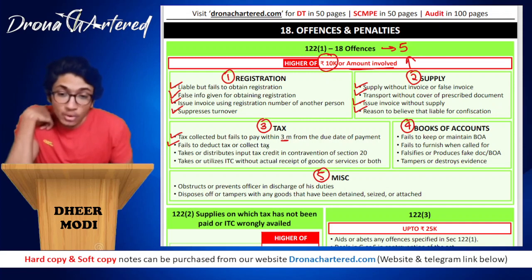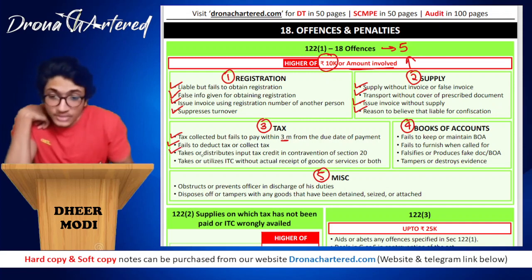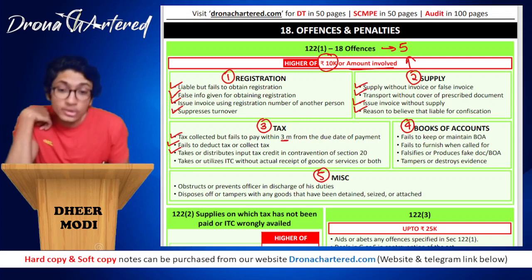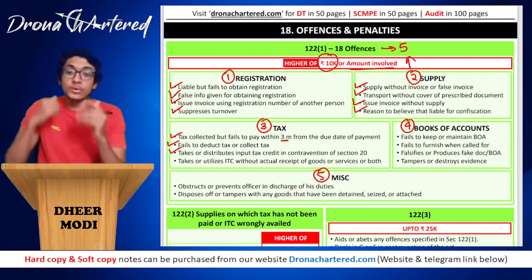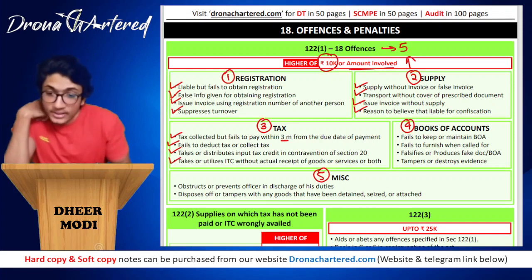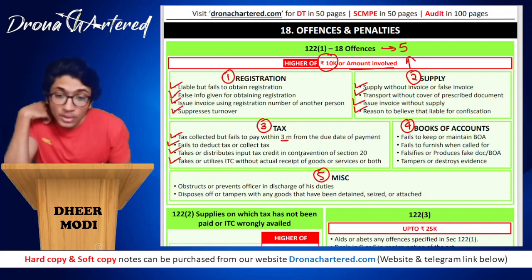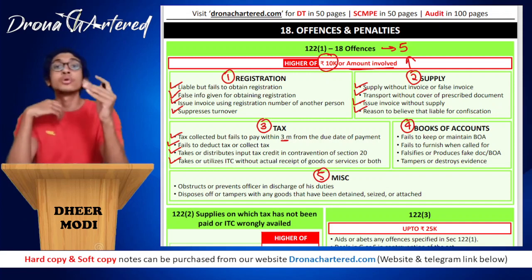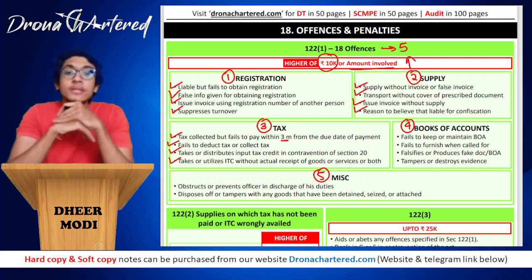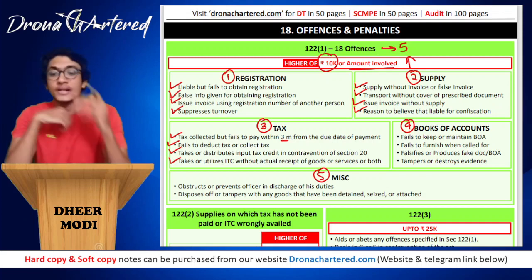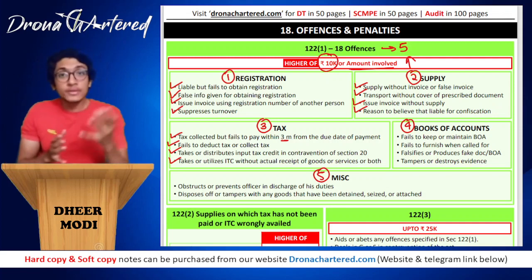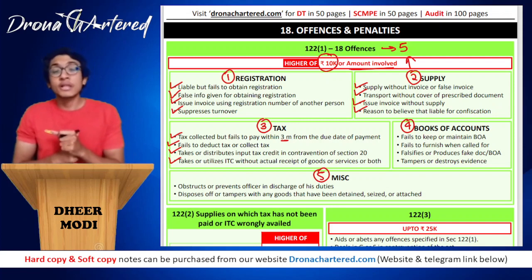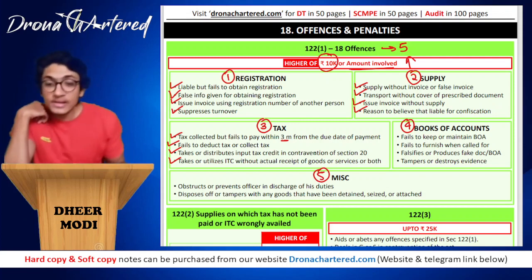Fails to deduct tax or collect tax, takes or distributes ITC in contravention of section 20. So if there are places where ITC is not allowed and you have taken or distributed it, that will be covered under this section. Takes or utilizes ITC without actual receipt of goods or services or both. If you remember, while we were doing the revision of the ITC chapter, it said that you will be able to take credit of tax paid only and only when the goods have actually been received.